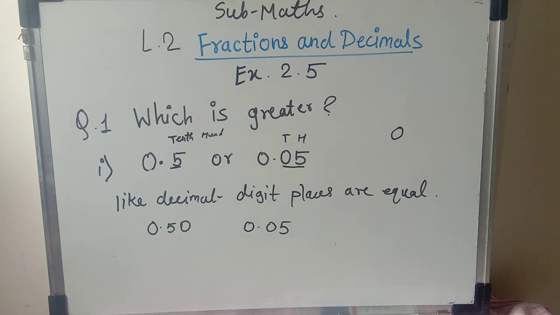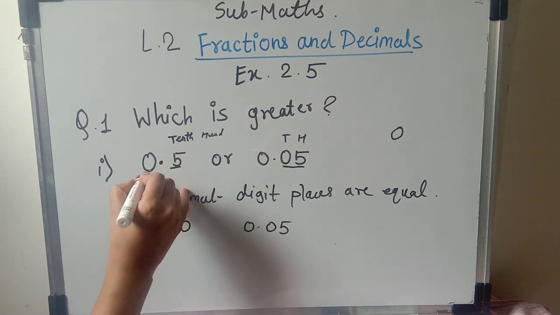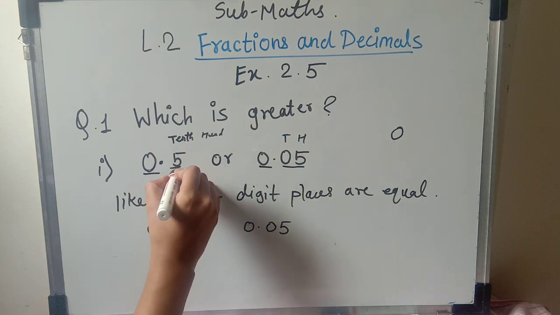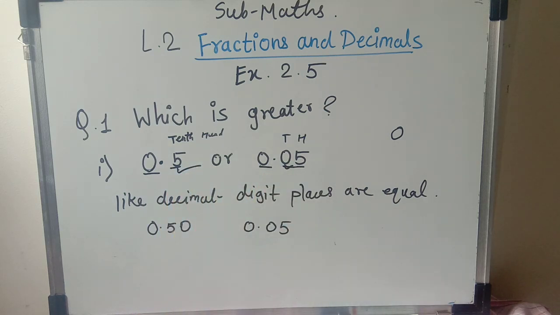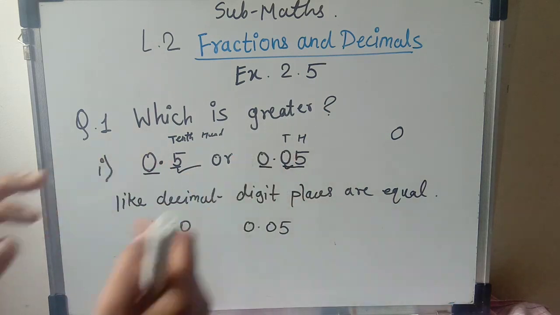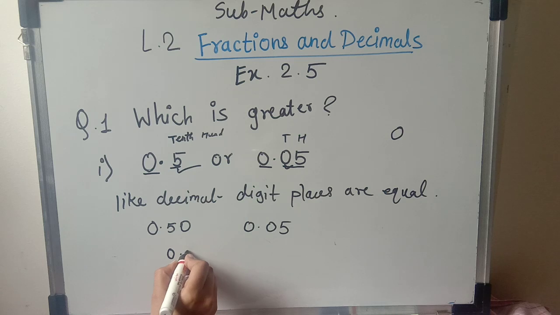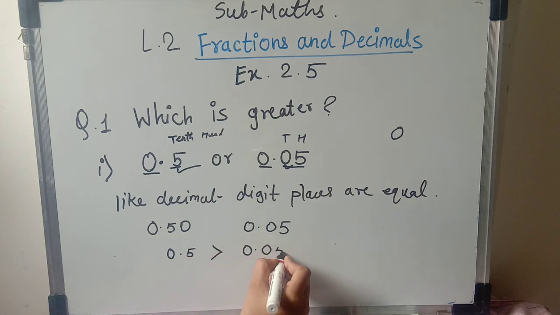Or directly I can say that, as we saw in the previous session, we have to see the number before the decimal. 0 and 0, both numbers are equal. So we have to see the tenths places. On the tenths place 5 is there, and here on the tenths place 0 is there. From both the tenths places, which number is greater? That is 5. So we can say that 0.5 is greater than 0.05.